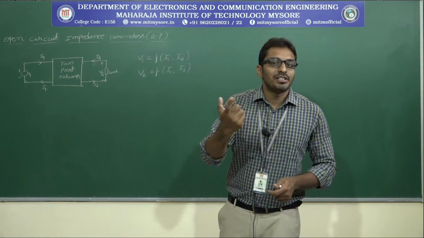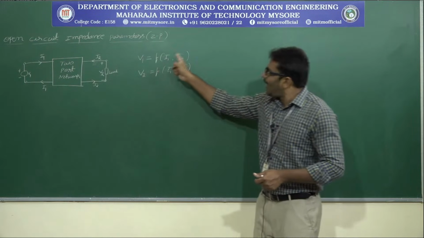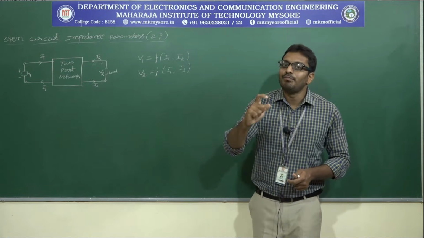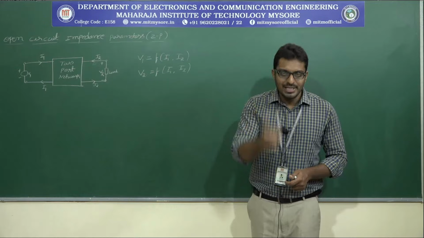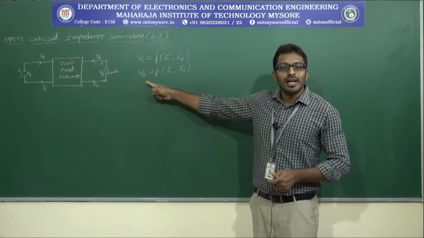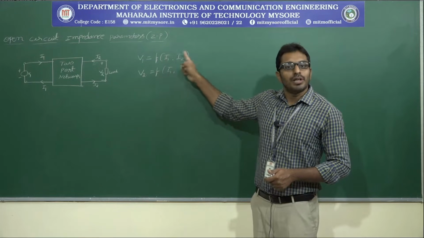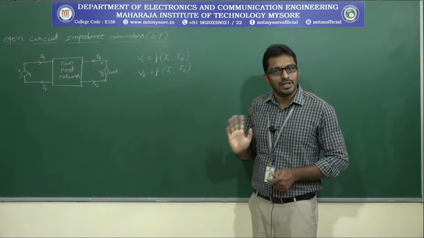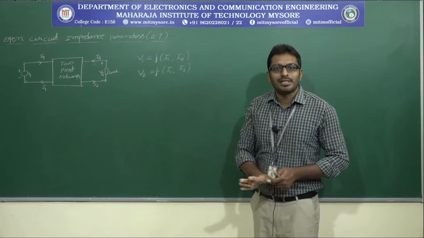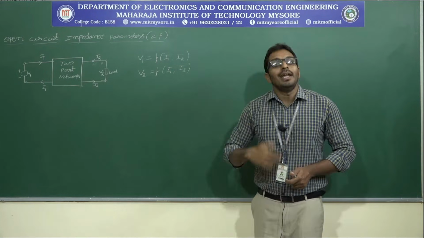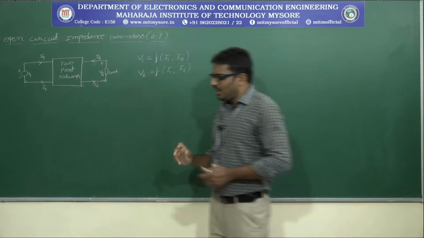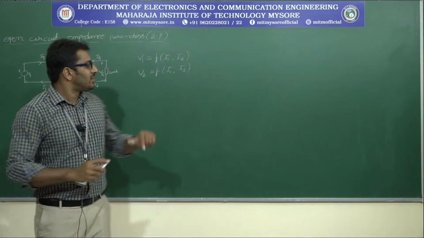V1 and V2 depend on what? Input current and output current. Is it clear? These two are very important points: in order to obtain Z parameters, express input and output voltage in terms of input and output currents. Therefore, V1 and V2 are dependent variables, I1 and I2 are independent variables. Is it clear? Now, just write this function in terms of equations.